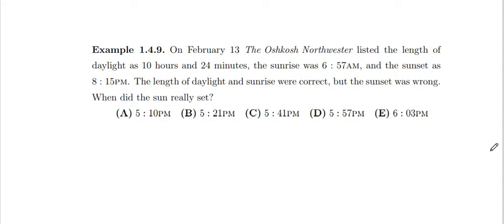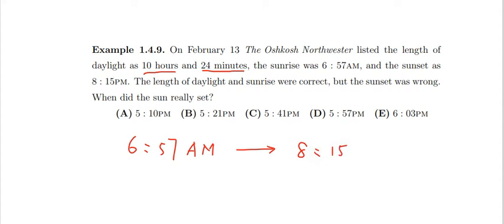Okay, so let's check this problem. The length of daylight is 10 hours and 24 minutes. The sunrise is at 6:57 a.m. and the sunset at 8:15 p.m.